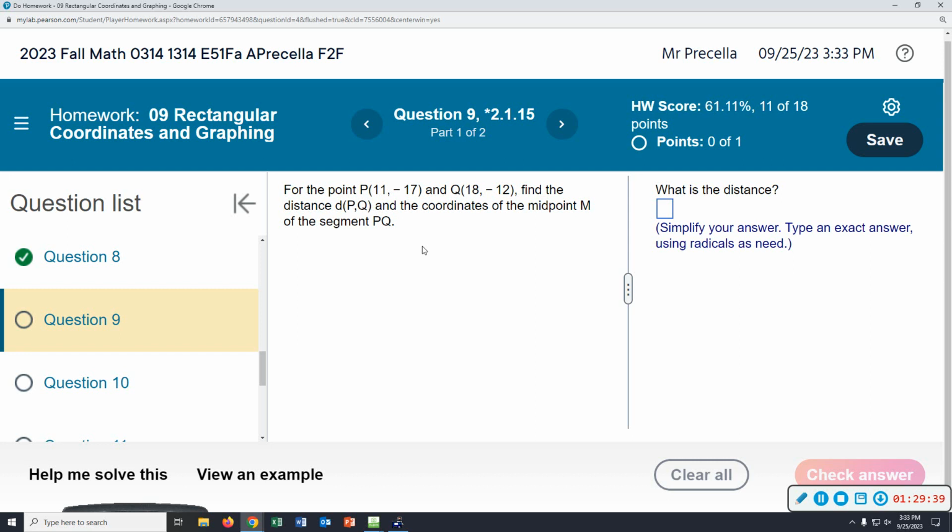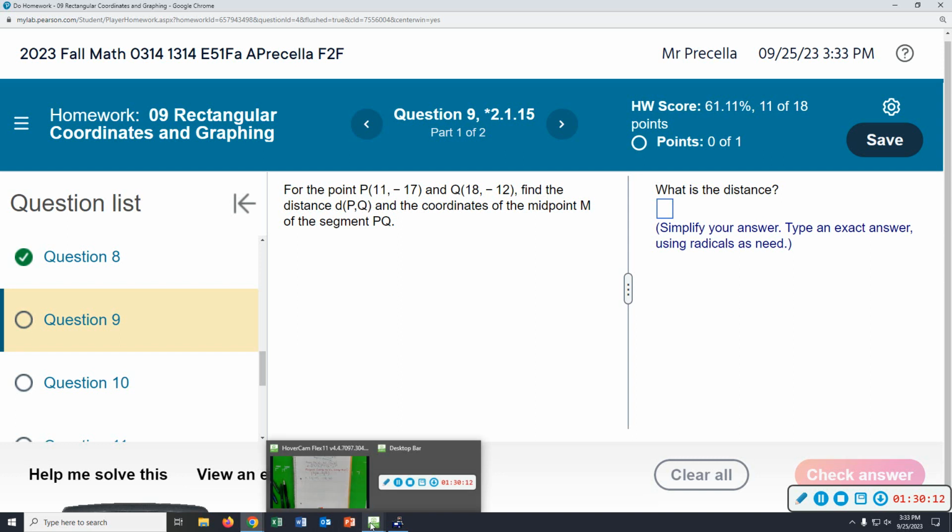It says, for the point P, there's a lot of words and stuff there that we don't really need. We just need the 2 ordered pairs. 11, comma, negative 17. And the second ordered pair is 18, comma, negative 12. So 11, negative 17, 18, negative 12. Okay. And what does it say? Oh, distance is what we're doing first.